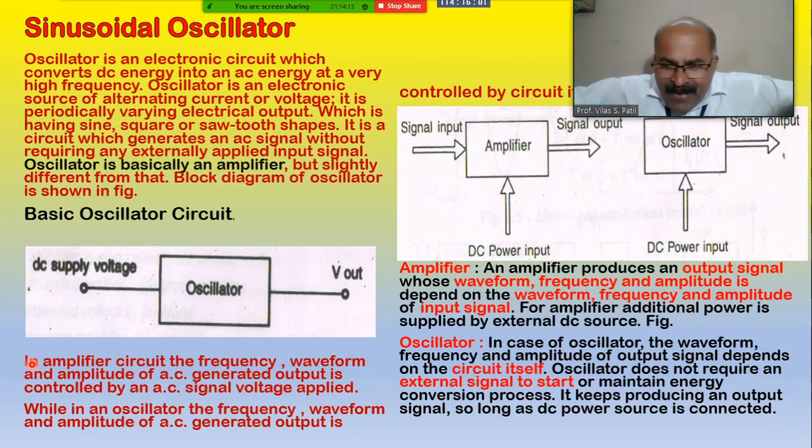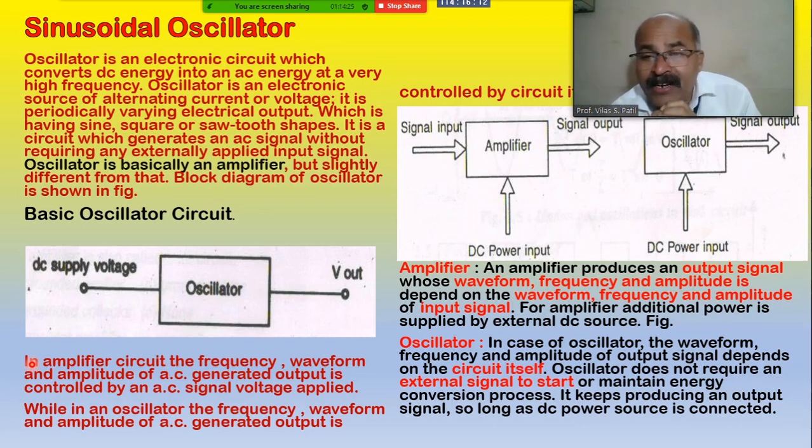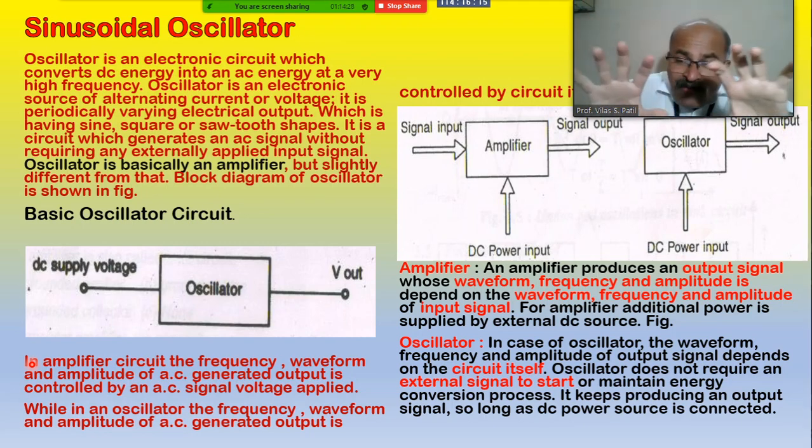ते दोघं कसे एकमेकापेक्षा बाजूला आहेत? Not equivalent, not like, but one part of an oscillator is the amplifier. Means there is a distinction between amplifier and oscillator, and here we are going to distinguish them. See the paragraph which is shown in red color.